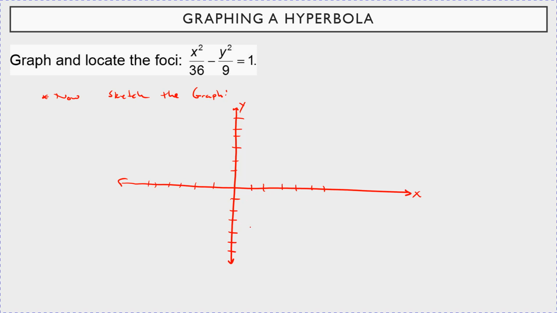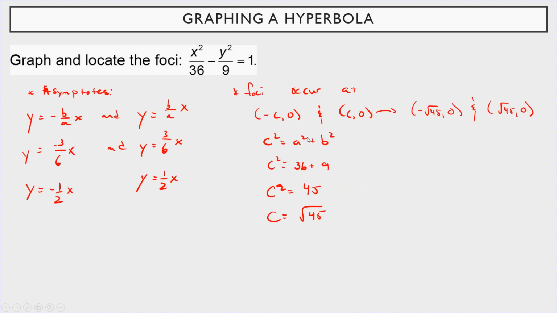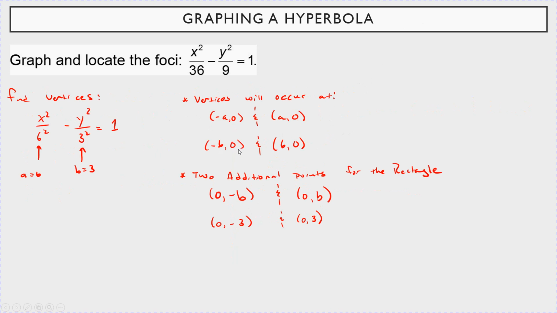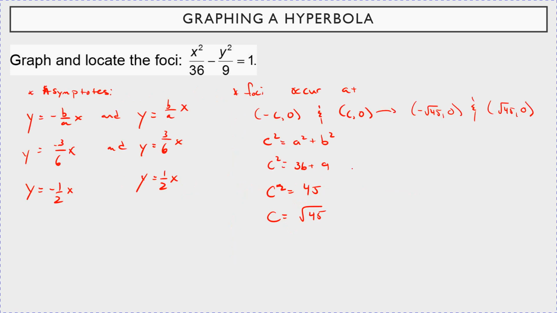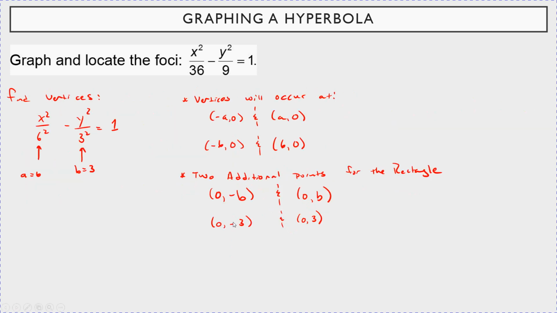So the vertices, going back, are negative 6 comma 0 and 6 comma 0. So this is negative 6 comma 0, and here is 6 comma 0. Then we needed those other 2 points, 0 comma negative 3 and 0 comma 3.